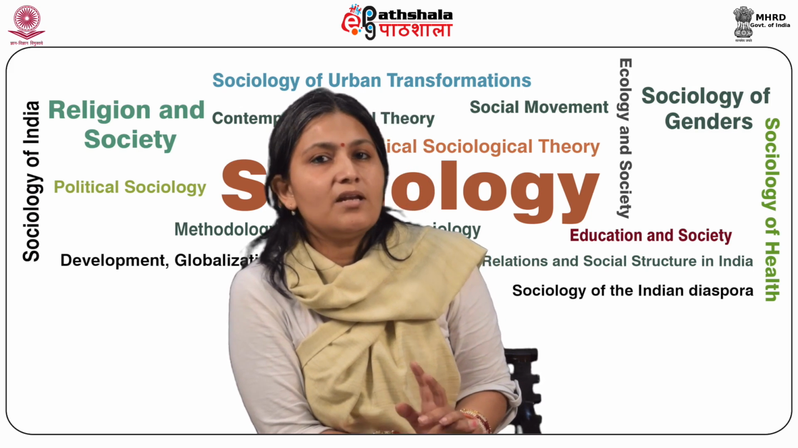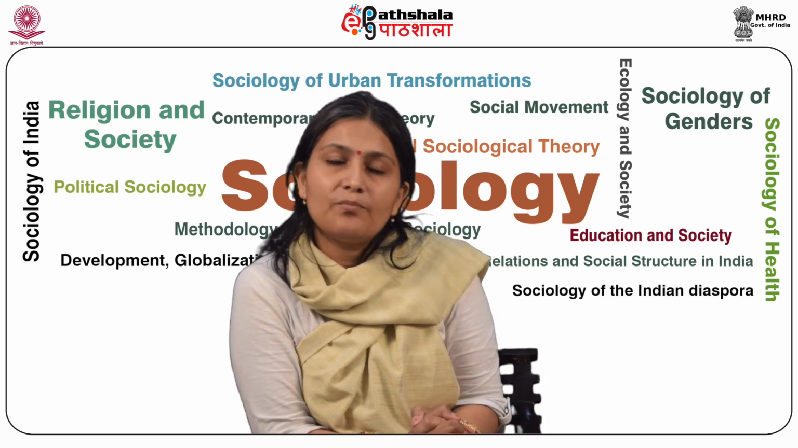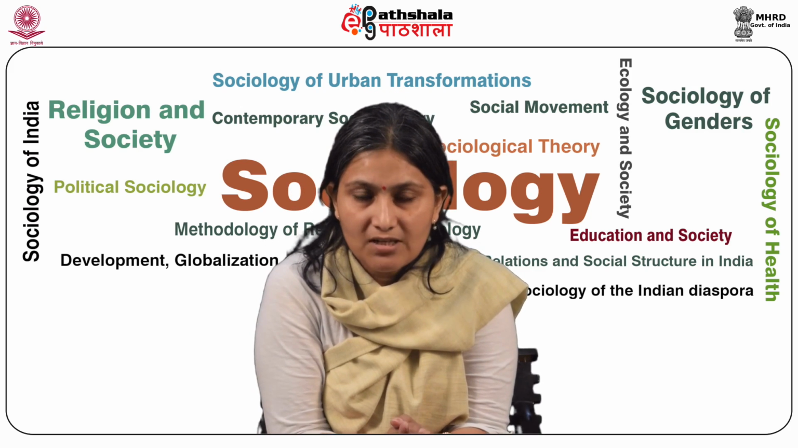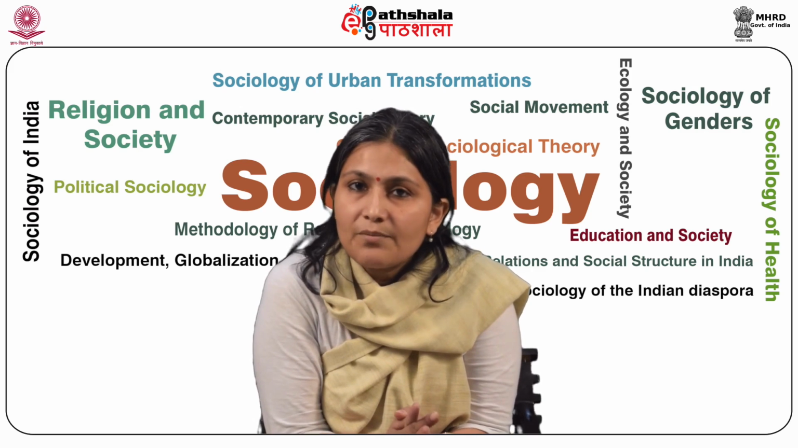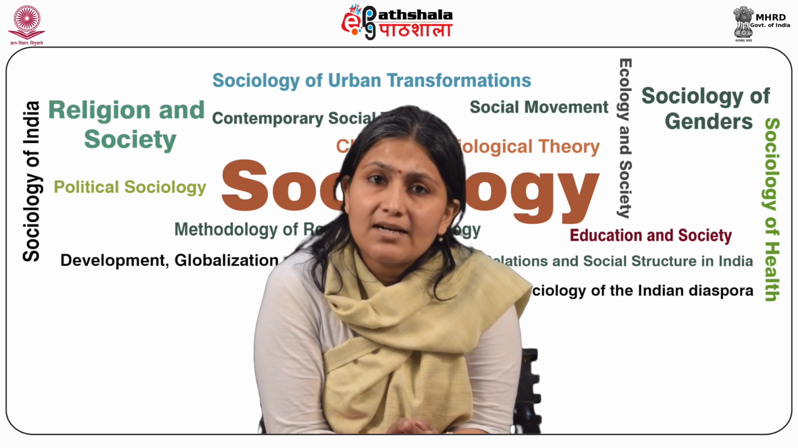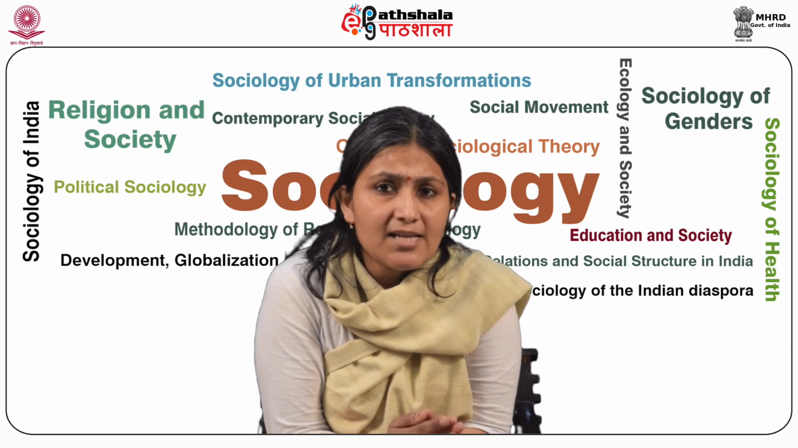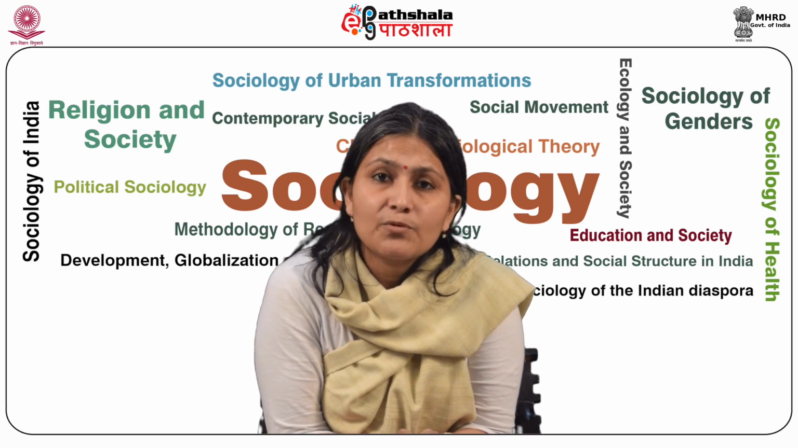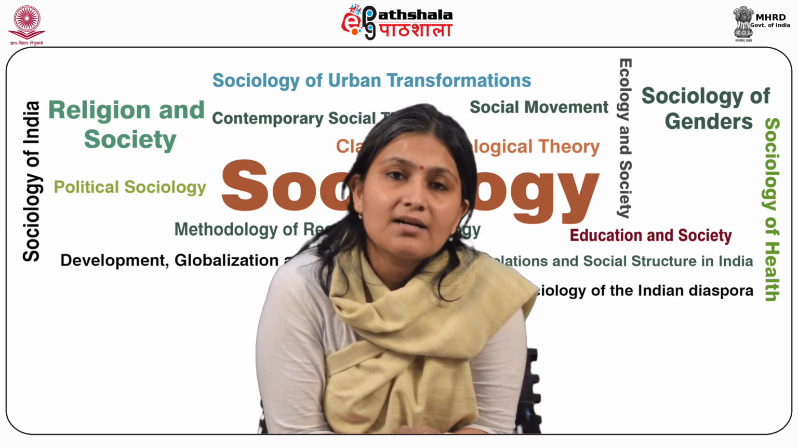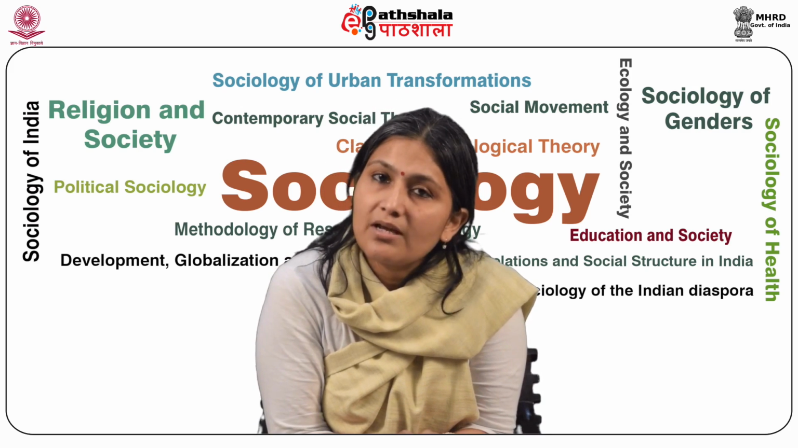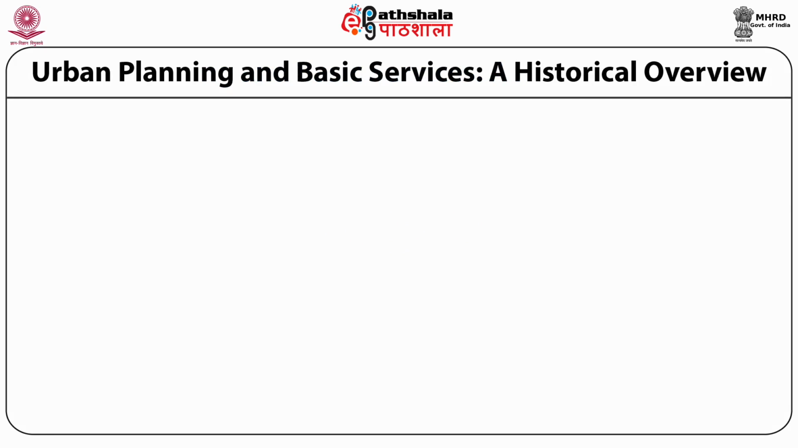And even if the Millennium Development Goal of halving the population without access to water and sanitation by 2015 is met, the percentage of urban population to the total population of the country stands at 31.6. So there has been an increase of 3.35 percentage points in the proportion of urban population in the country during the years 2001 to 2011. Urban planning and basic services: a historical overview.